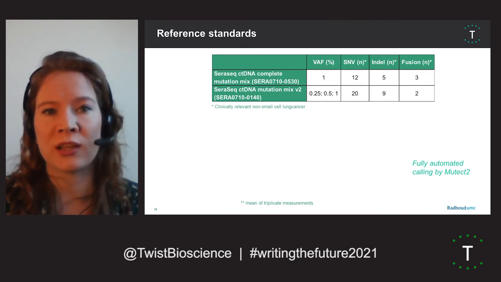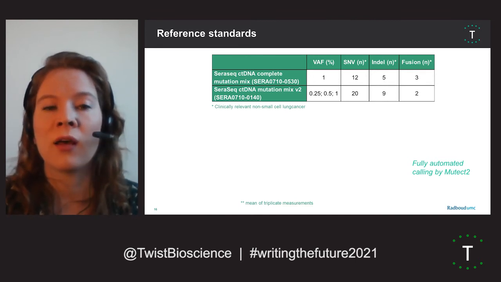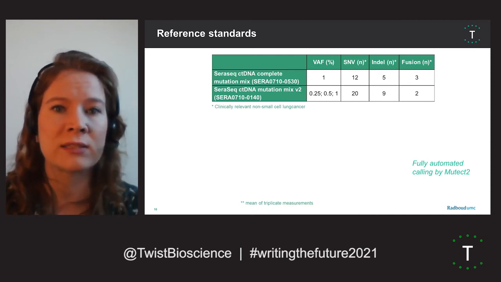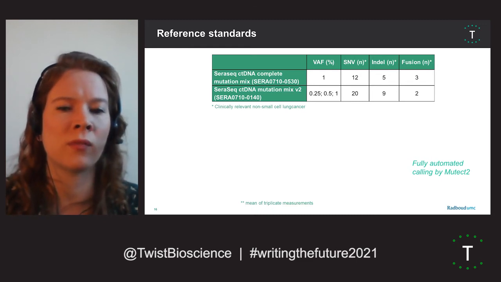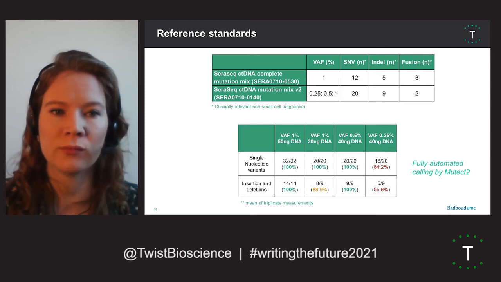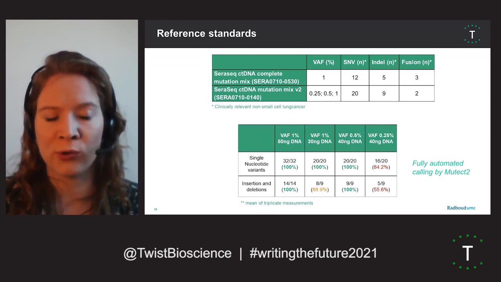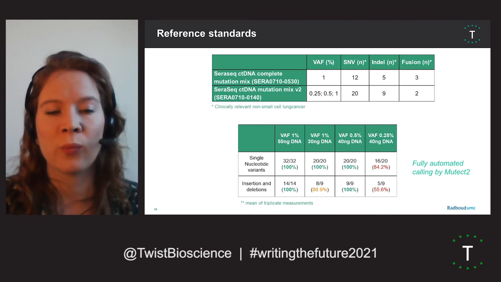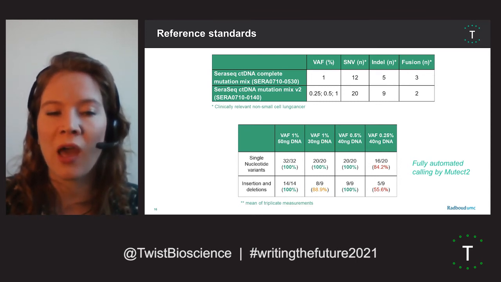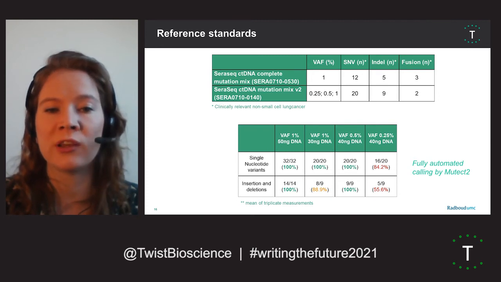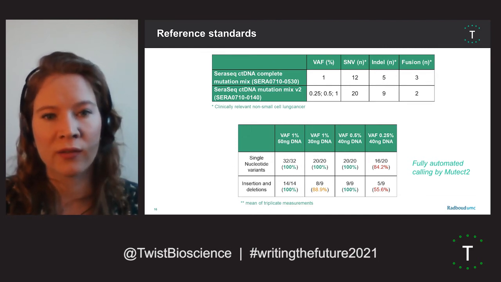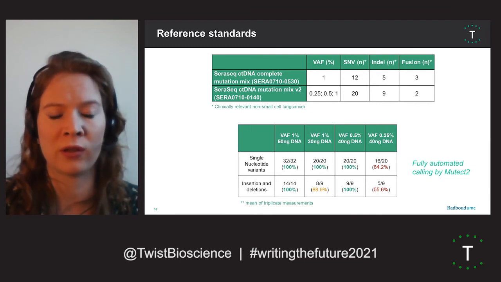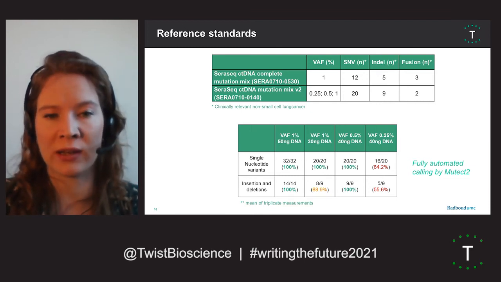And here are the mutations that should be in the sample for, in our case, lung cancer: a couple of SNVs, indels, and fusions in different frequencies. So we looked at whether we can ultimately detect them. We made a difference between single nucleotide variants and indel mutations because we know that the annotation software may have some difficulties with detecting indel mutations compared to the SNVs. On the left, the 1% and 50 nanograms. Towards the right, the lower variant allele frequency of 0.25 and a lower DNA concentration.